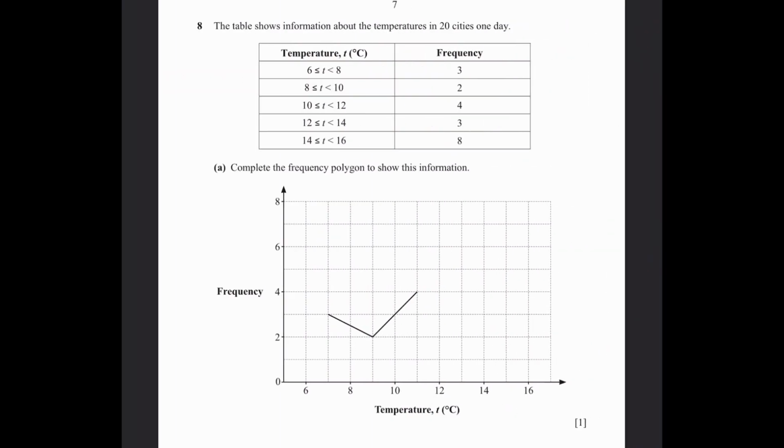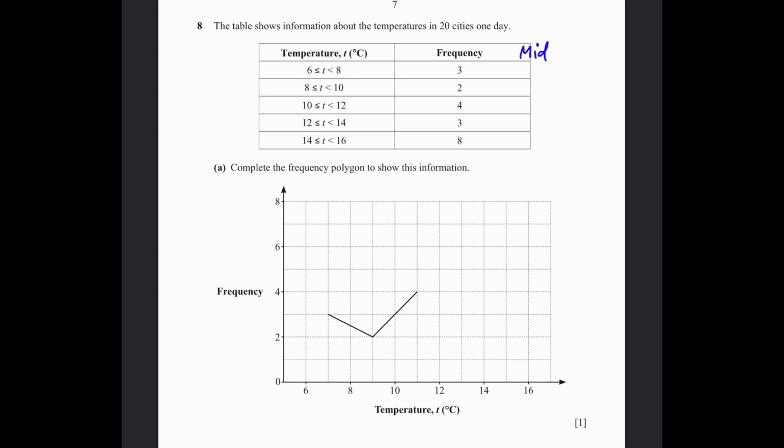The table shows information about the temperatures in 20 cities one day. A. Complete the frequency polygon to show this information. So we have already 3 given, and that means 3 cities' frequencies. Now we need to find frequency for these two. But first, we can see that the points are at temperature 7, 9, and 11. Those are the midpoints of these ranges.